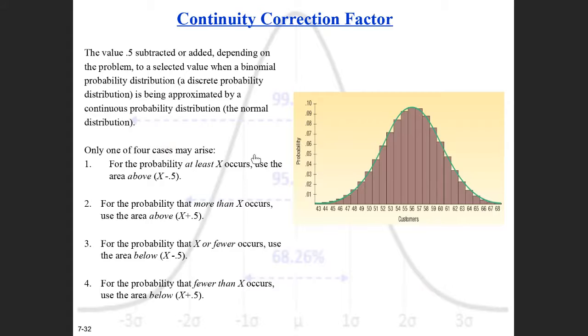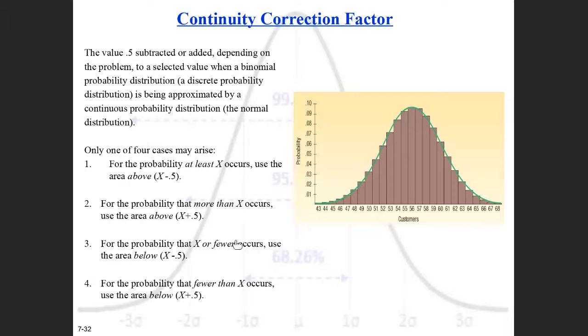Okay, so we looked at this a bit, the continuity correction factor, value 0.5, subtracted or added depending on the problem to a selected value when a binomial probability distribution, again, a discrete probability distribution, is being approximated by a continuous probability distribution. So one of 4 cases may arise.